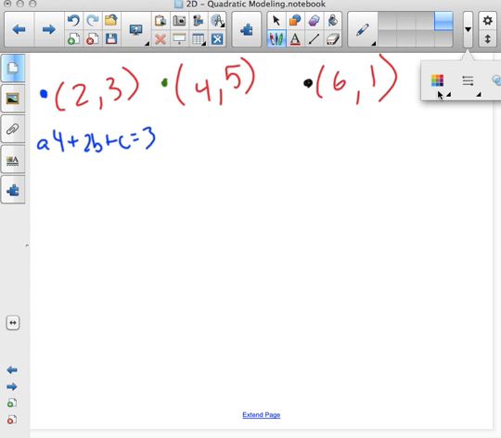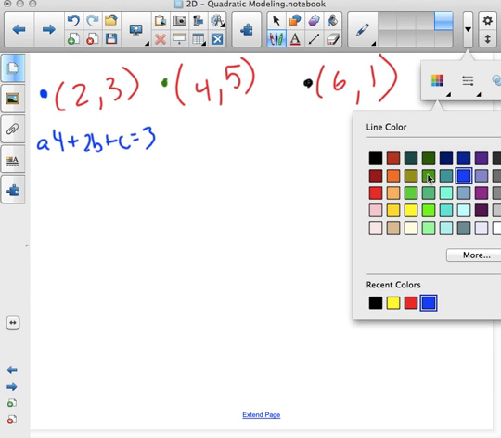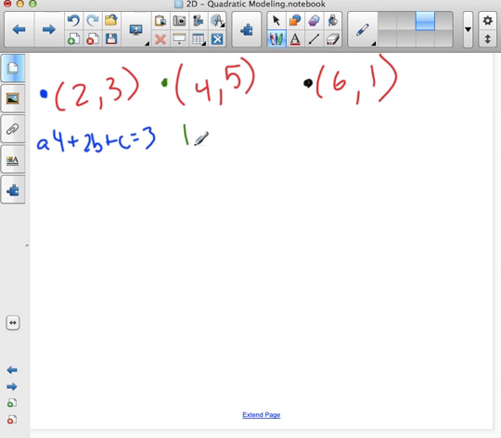All right, let me change to green. And I'm going to do the equation for this point. So this is A times X. X is in this one 4. So 4 squared is 16. So we have 16A. Plus, I'm using that same standard form equation. B times X. B times 4 is 4B plus C. And it will equal 5.